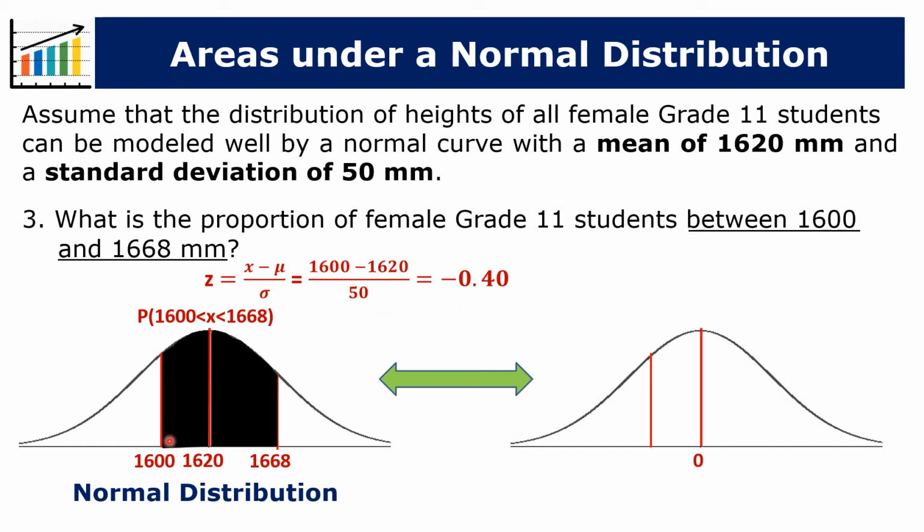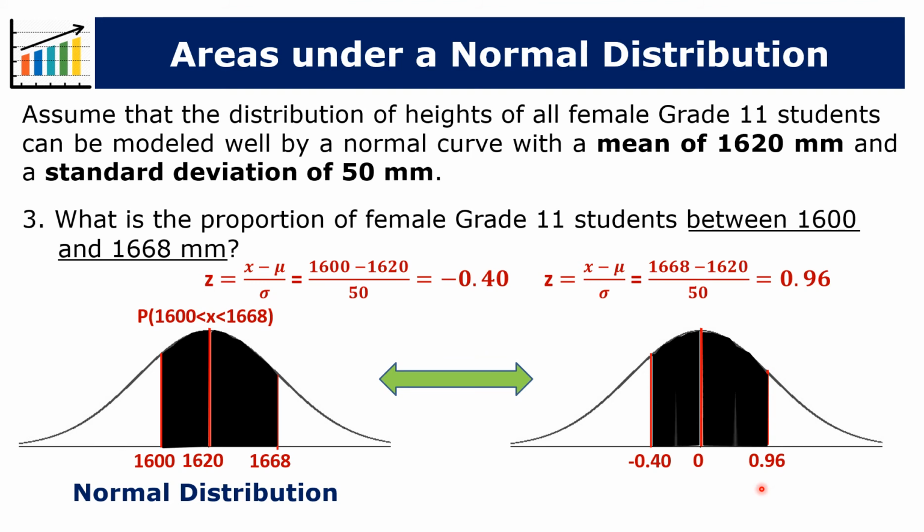So, ibig sabihin nito, yung 1,600, pag kinonvert natin yan into z-score, ang value niyan ay negative 0.40. Next, how about 1,668? So, when we convert 1,668 into z-score, same formula lang tayo. So, we have there 1,668 minus 1,620 divided by 50. So, in this case, we have 0.96. So, ang counterpart or equivalent ni 1,668 in z-score is 0.96.